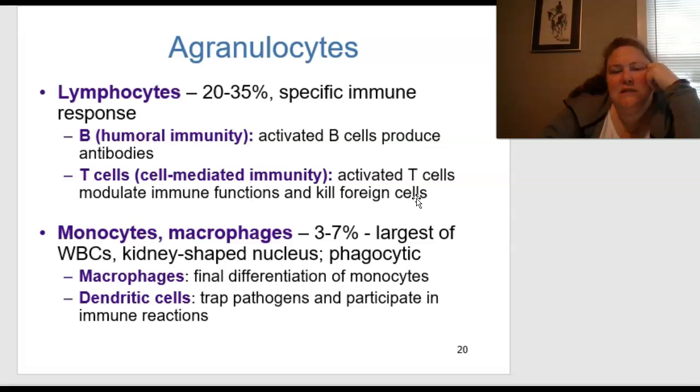You also have monocytes and macrophages, which are about 3 to 7% of the population, and these are the largest of the white blood cells. They have a kidney-shaped nucleus, and again, they're going to be phagocytic. I like how I always put an extra syllable in there. Macrophages are the final differentiation of monocytes, and then we have our dendritic cells, and these are going to trap pathogens and participate in immune reactions.